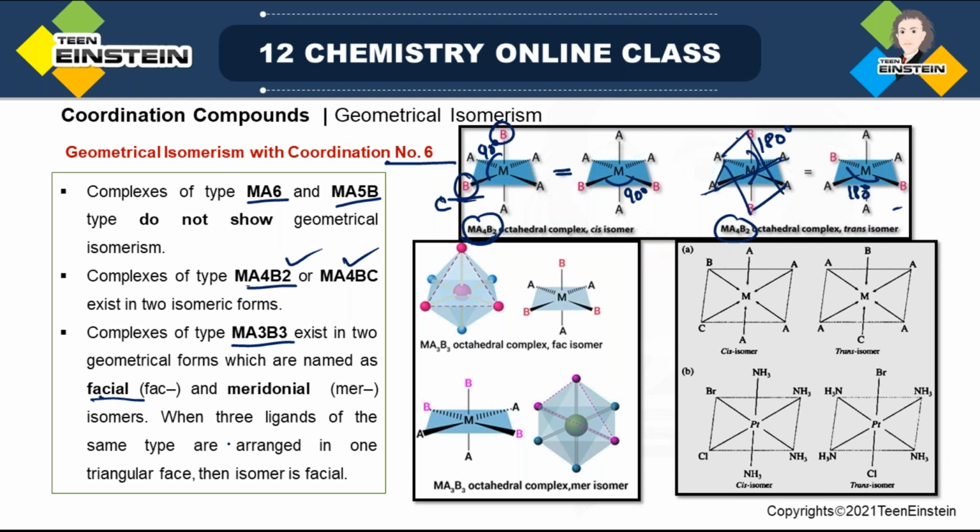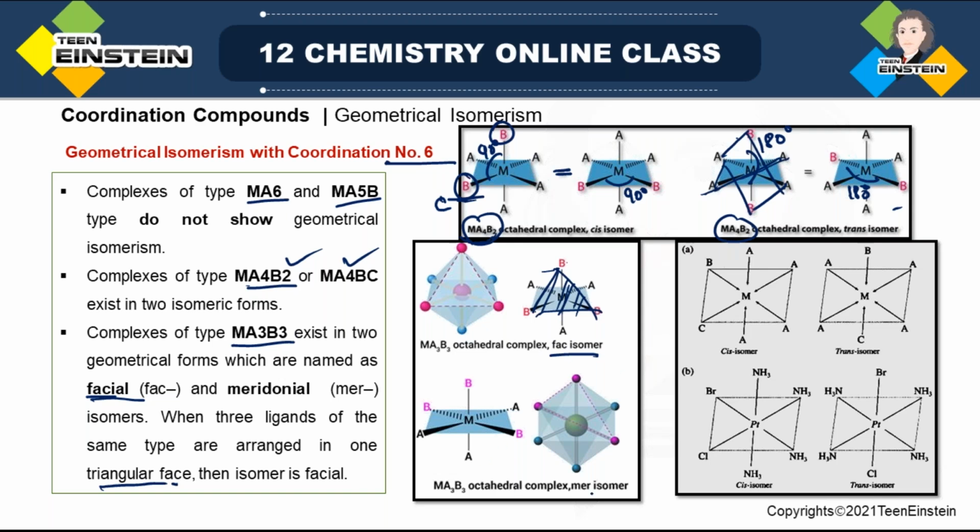That is FAC and MER complex. When three ligands of the same type are arranged in one triangular face, then the isomer will be facial. So facial means what? The three same ligands must remain in a triangular face. So this is the FAC isomer, and if you join all the 3B, the triangle that you are getting is actually a face of the octahedron, right? Similarly, you can also join the 3A atoms. There will be formation of a triangle which is away from us, not towards us, but still it is a triangular face. But what is meridional?